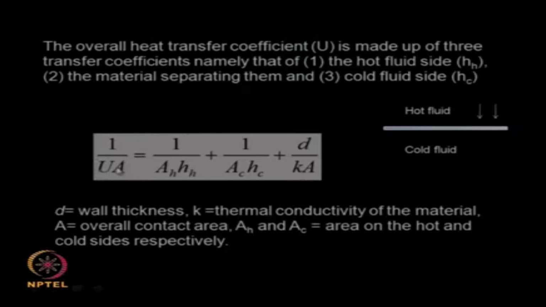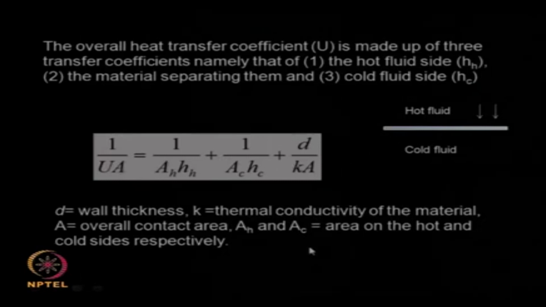UA is the overall heat transfer coefficient, A is the area, equal to 1 divided by AH, that is the area on the hot side, heat transfer coefficient on the hot side, plus 1 divided by AC, that is area on the cold side, HC is the heat transfer coefficient in the cold side, plus d. d is the wall thickness, K is the thermal conductivity of this material, and A is your overall contact area.